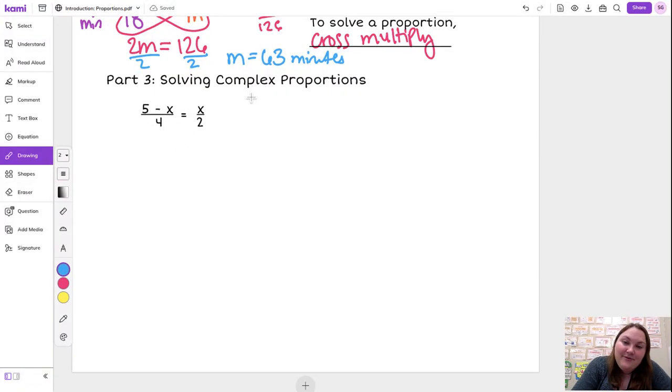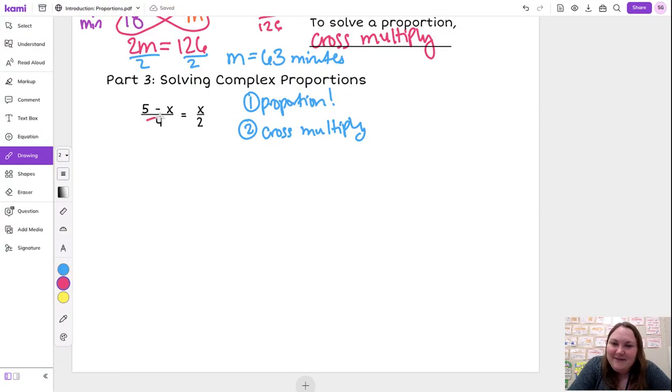So I know this is a proportion, and because it's a proportion, I know the first thing I need to do is cross multiply. With cross multiply, that means I need to multiply 4 by x together, and I need to multiply 2 by 5 minus x. I'm curious, go ahead and try doing those 2 multiplication problems. Pause the video now and cross multiply.